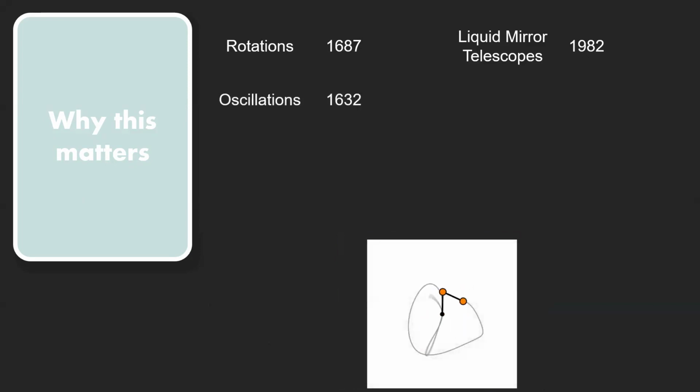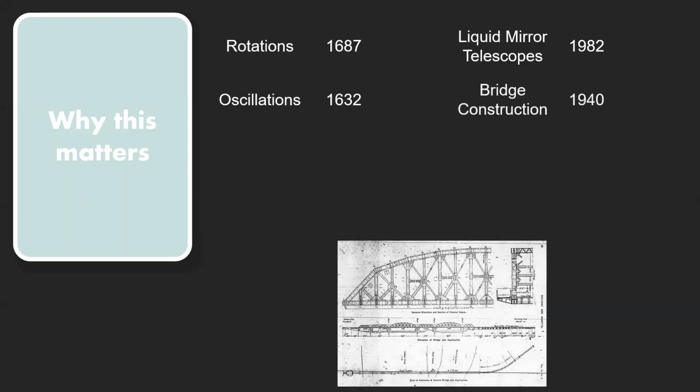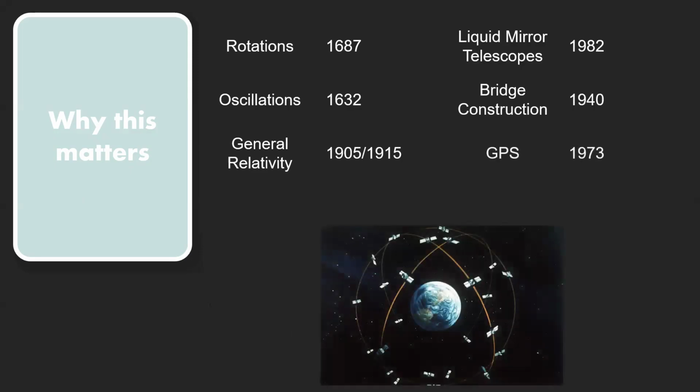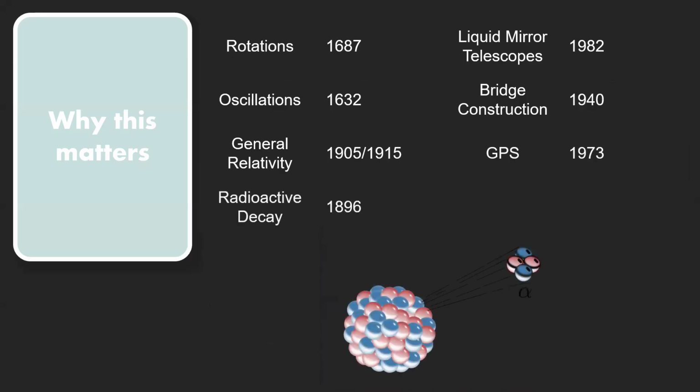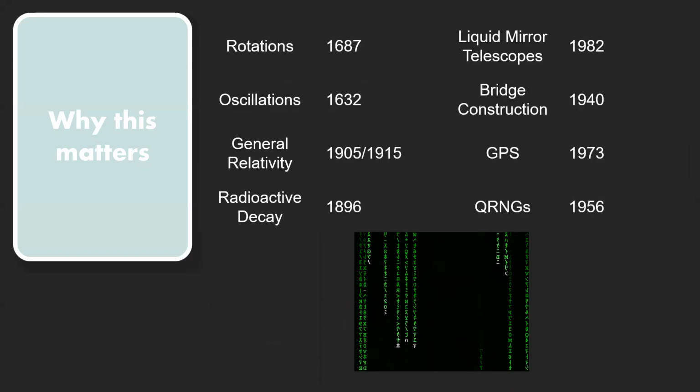Then we started with oscillations in 1632. That's a double pendulum. It's a really fun thing to see live. And we ended up with an upgrade in bridge construction only in 1940. And then we had general relativity in the beginning of the 20th century and ended up with GPS systems in 1973. And lastly, I talked about radioactive decay, which was discovered in 1896. And then we ended up with quantum random number generators in 1956.